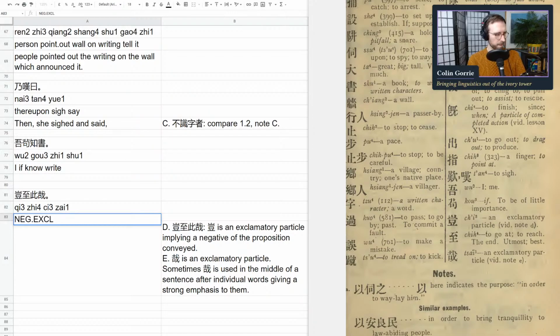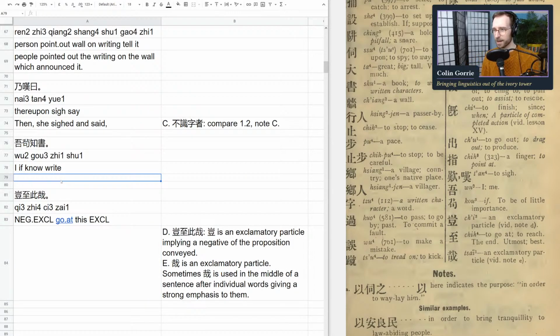I think maybe we should use to go at. To go at this, exclamation mark.